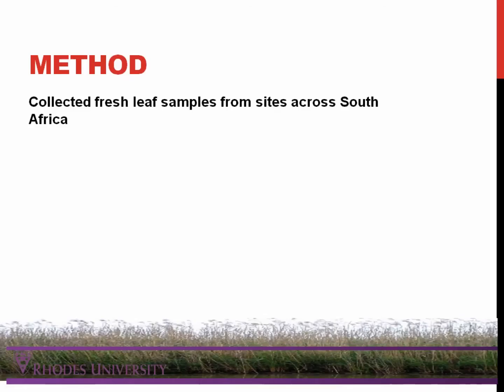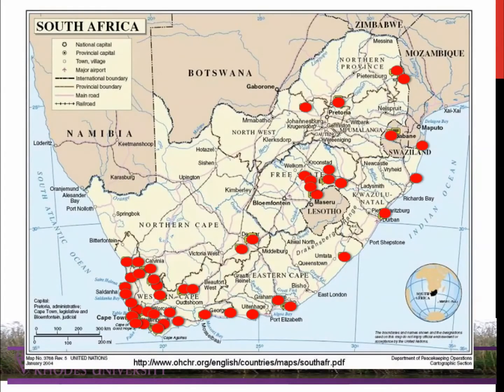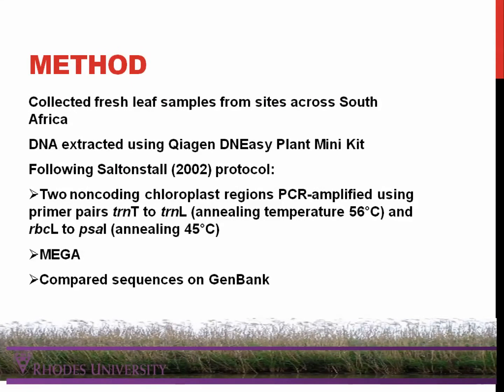This was done by collecting leaf samples from across South Africa. This is a map of my sample sites. I tried to get as much of the distribution of Phragmites as possible. DNA was then extracted, and I followed Saltonstall's protocol and amplified two non-coding regions in the chloroplast DNA: the TRIN region and the RBC region. These regions were then sequenced and compared to worldwide haplotypes on GenBank.